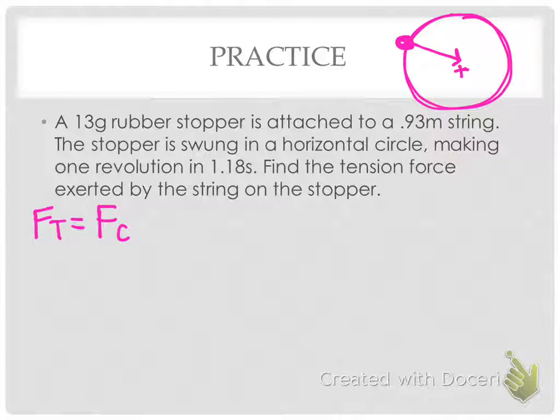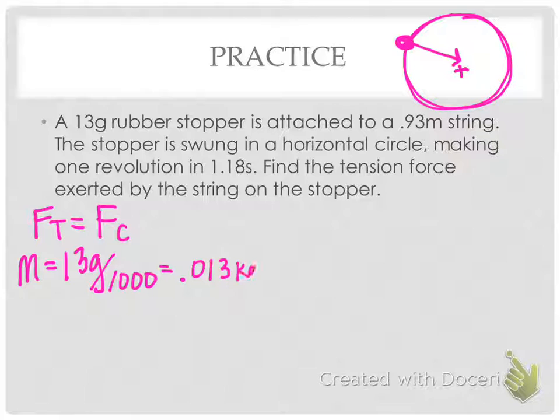Okay, so let's look at what else we have here. Our mass is 13 grams. Is that what we'd like it to be in? Do we usually want mass in grams? No. What do we want mass in? Kilograms. We want mass in kilograms. Always, always in kilograms. So to go from grams to kilograms, we should divide by 1,000, because kilograms should be a small number there. So 0.013 kilograms.